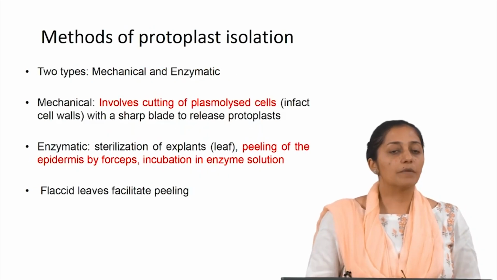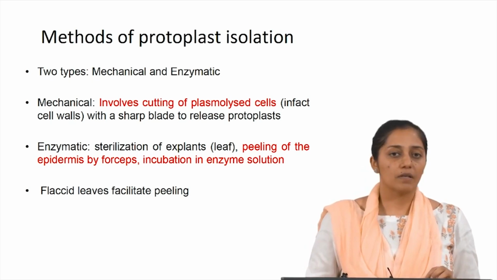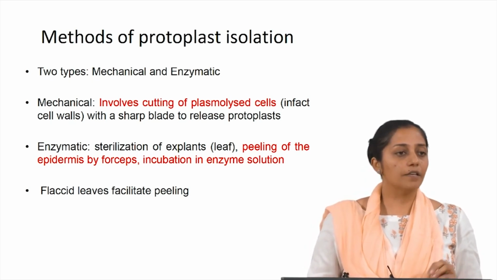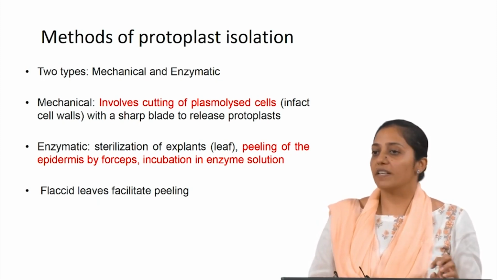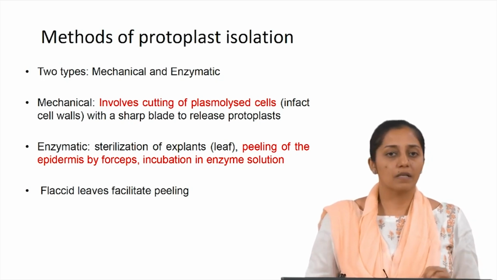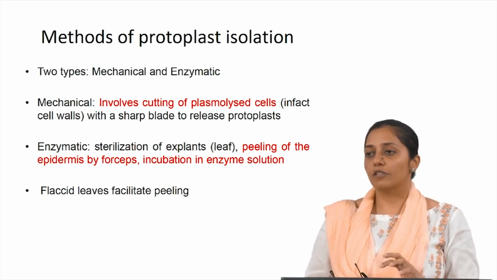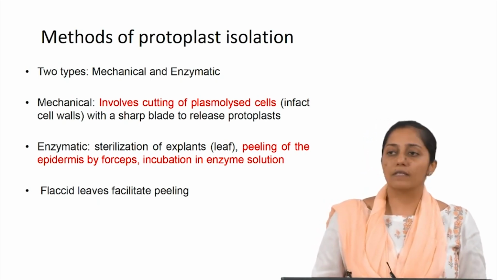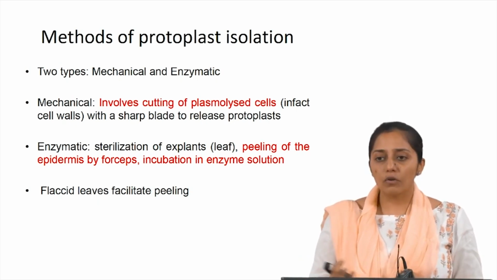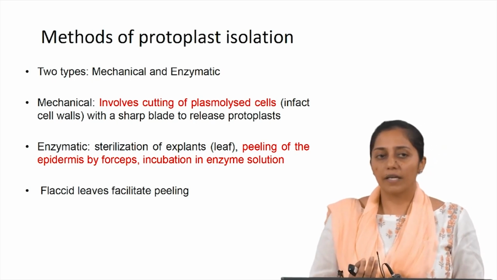So then I was talking about what are the different ways of making protoplasts. One is mechanical, the other is enzymatic. Mechanical involves cutting of plasmolysed cells with a sharp blade to release the protoplast. Enzymatic would involve exposing the cells to various kinds of enzymes. We know what kind of enzymes: we need to remove the cell wall, so all those enzymes which can degrade or decompose the cell wall.